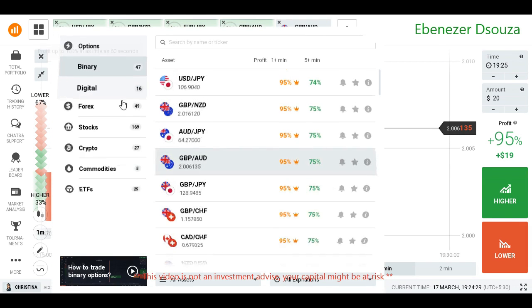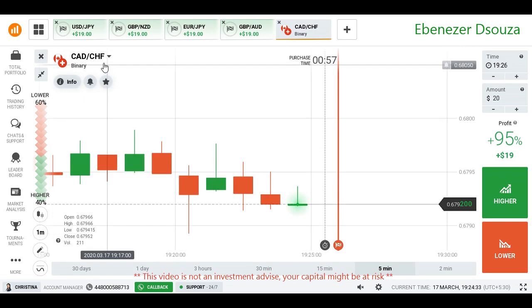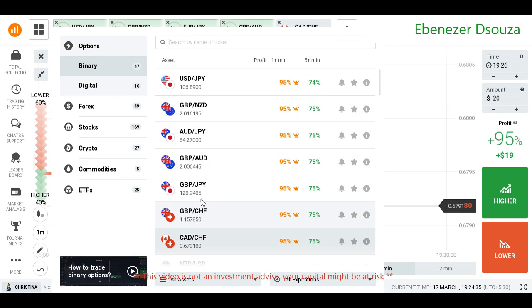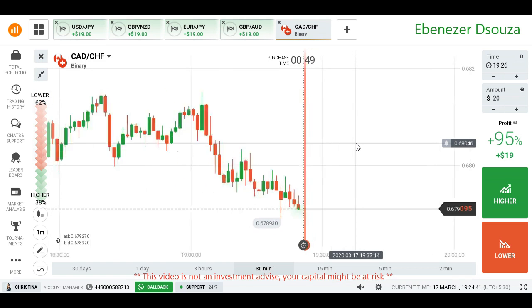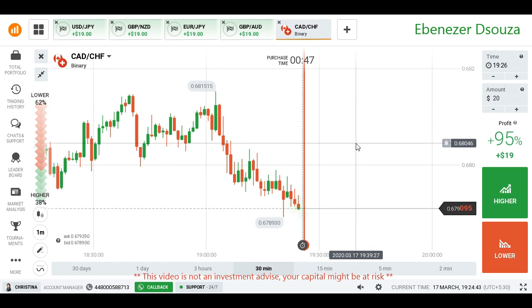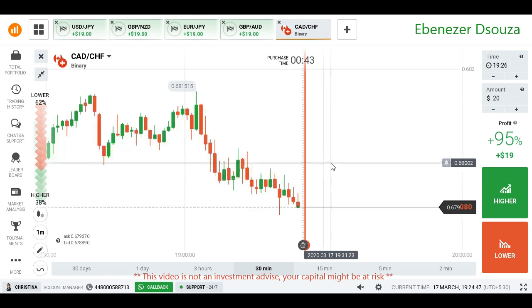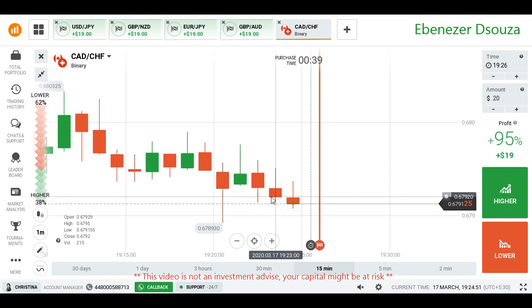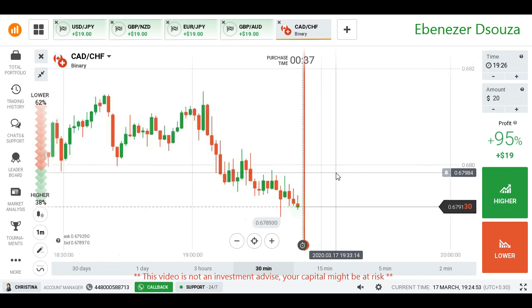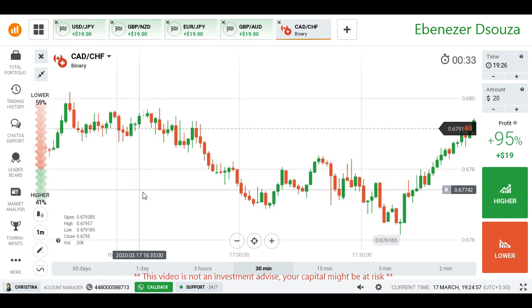Okay, let me analyze the next chart. I didn't choose these pairs because these all are GBP pairs, it will look like the same market. That's why I avoided these pairs, because I want to explain on different charts. Okay, strong selling pressure, again a strong selling pressure. We need to see whether there is a level or not.